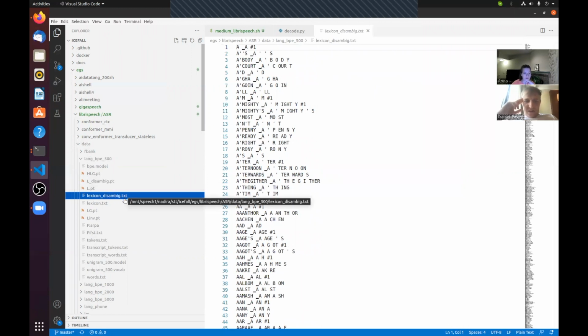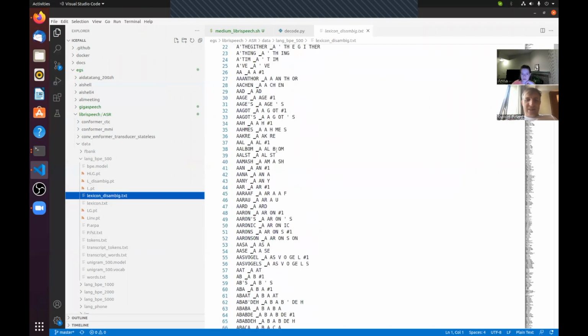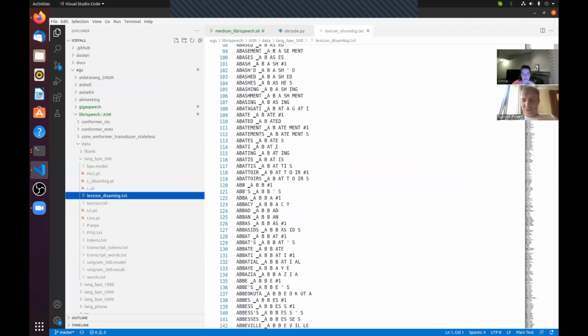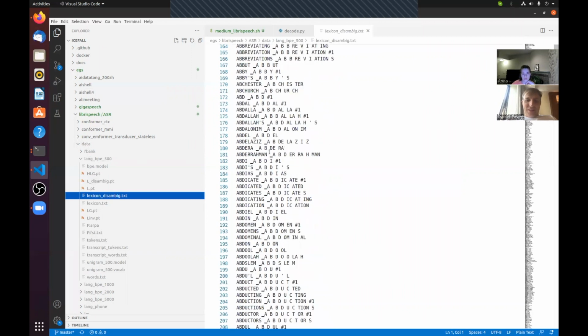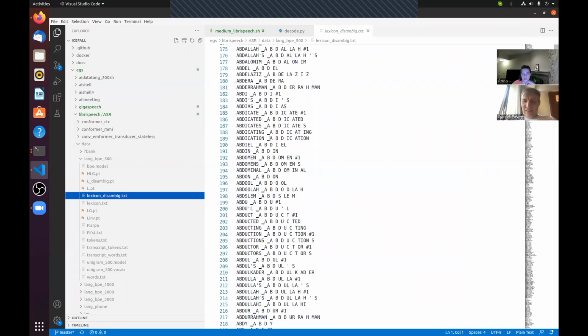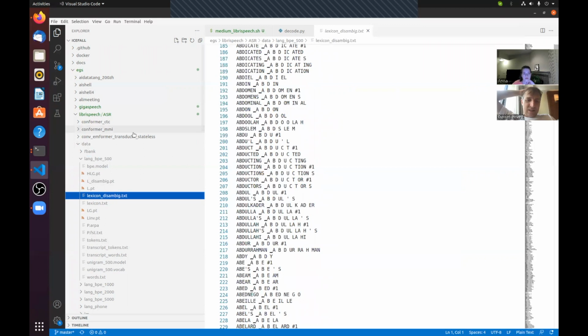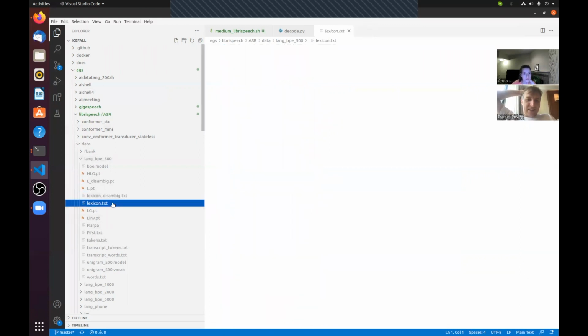So lexicon_disambig.txt. This looks like just a BPE lexicon. The underscore on the BPE piece means it's the start of the word. Again, this is not something that's really necessary to decode with always, because if you have BPEs, you don't have to be limited to a vocabulary. But if you want to build language models that are based on words, you have to do it this way.